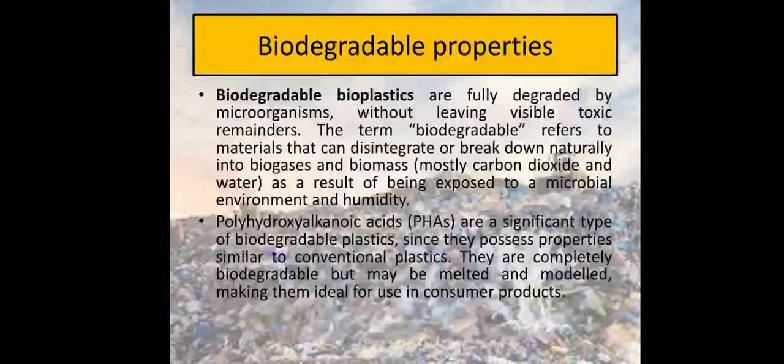Now these biodegradable bioplastics are fully degraded by microorganisms without leaving visible toxic remainders. The term biodegradable refers to material that can break down naturally into biogases and biomass. Then the polyhydroxyalkanoates, that is the PHA, are a significant type of these biodegradable plastics since they possess properties similar to conventional plastics. They are completely biodegradable but may be melted and molded, making them ideal for use in consumer products.